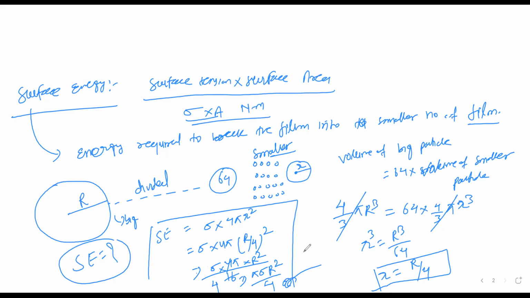So this type of question is asked in GATE. It's very important from the GATE point of view. Please remember the concept: how to find the radius and how to find the surface energy. Sometimes they'll ask you to find the surface tension when the surface energy is given. Next, it is important to find the pressure intensity.